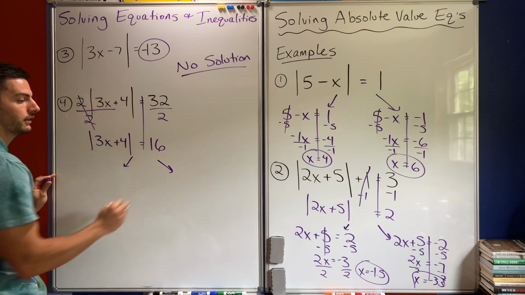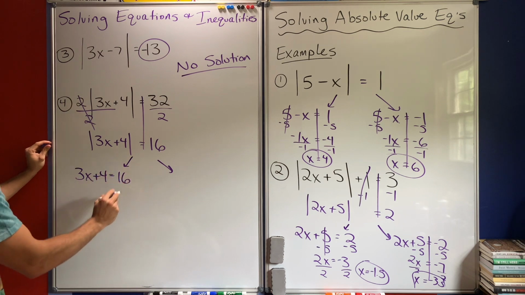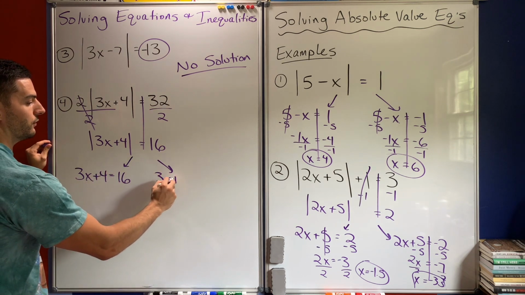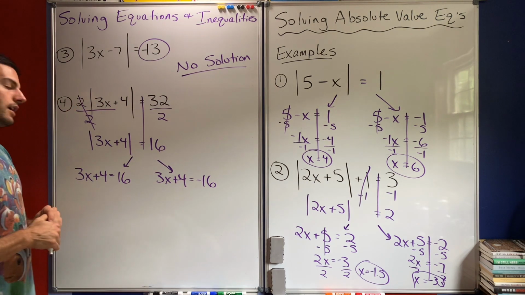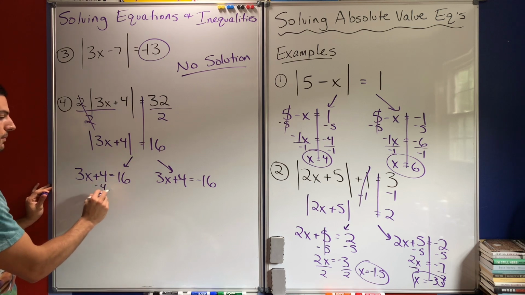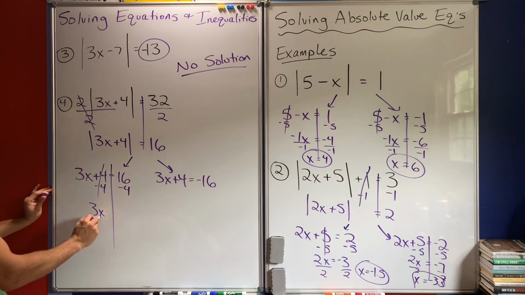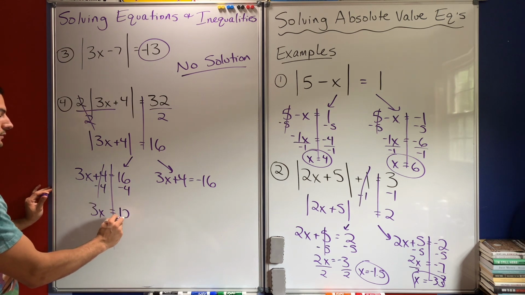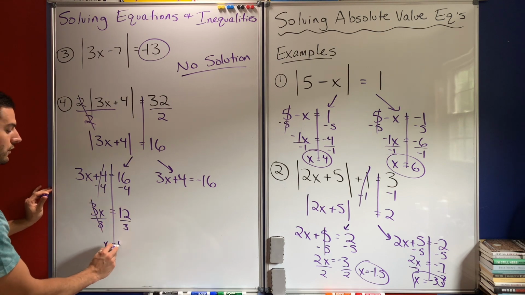And so then I have the absolute value by itself, so I'm ready to split. I'm ready to split it into 2 equations, okay? So I split it into 3x plus 4 equals positive 16, and 3x plus 4 equals negative 16, okay? And then I solve both of them, okay? So on this one, I minus 4 from both sides, and I get 3x equals 12, and then I divide by the 3 from both sides, and I get x equals 4.